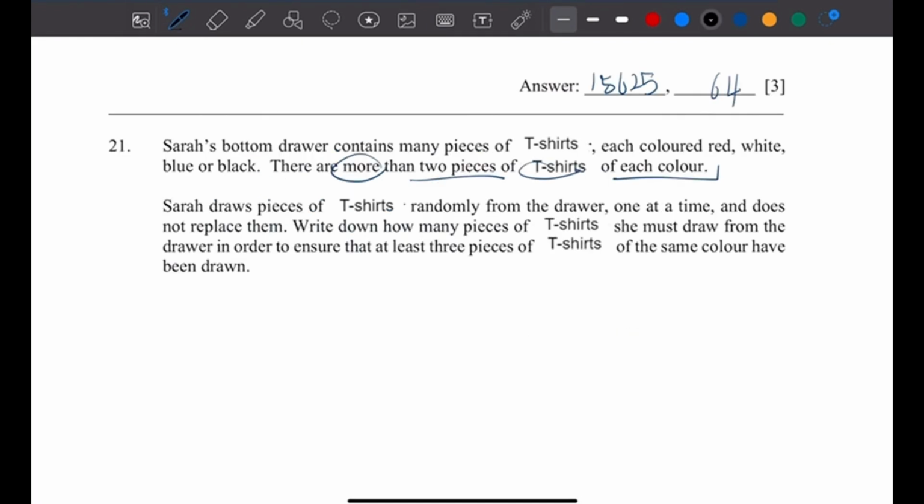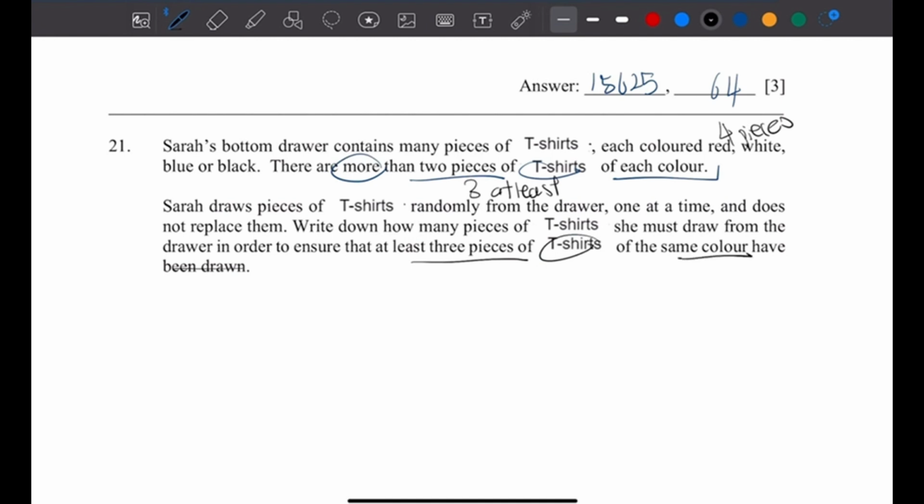Question 21. Sarah's bottom drawer contains many t-shirts, each colored red, white, blue, or black. So there are 4 colors. There are more than 2 t-shirts of each color. That means that for each color, there are at least 3 of them. She draws t-shirts randomly from the drawer, one at a time, and does not replace them. Write down how many t-shirts she must draw from the drawer in order to ensure that at least 3 t-shirts of the same color have been drawn.